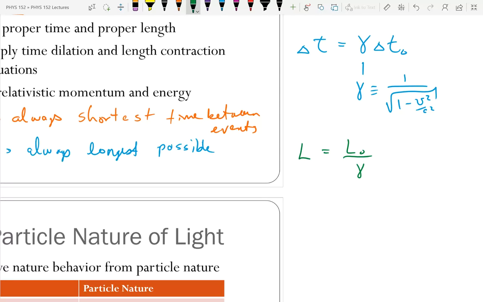Did you say length contraction is only parallel? Yes, it's only parallel to the velocity.